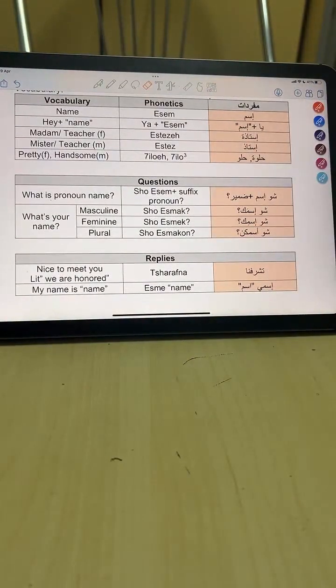This is the last section before the goodbyes. So in this section, we're going to learn the following. Ism means name. So if I want to ask you, what's your name? I would say, Shu ism.